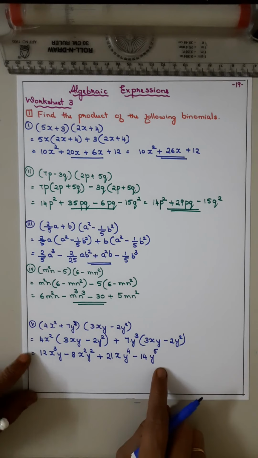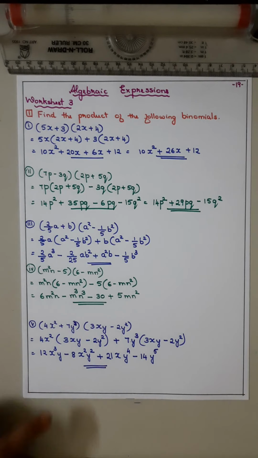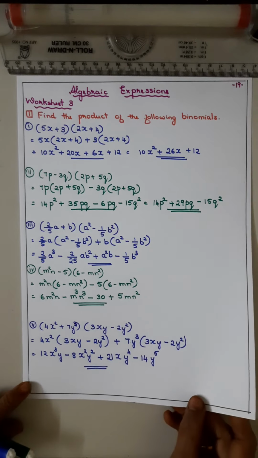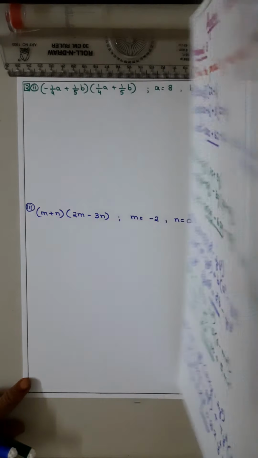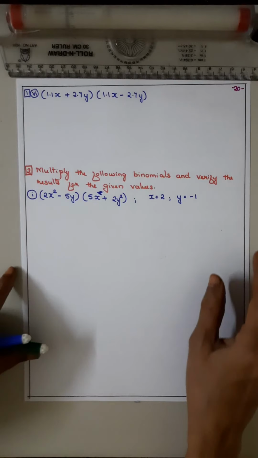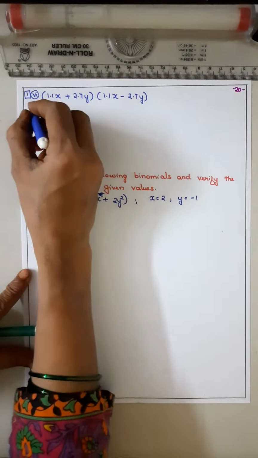Is there any like terms? No. So this is the final answer. It is 12x cube y minus 8x squared y squared plus 21xy to the power 4 minus 14y to the power 5. Okay, that was the question number 5. Now coming to the 6th one, it is a decimal number.